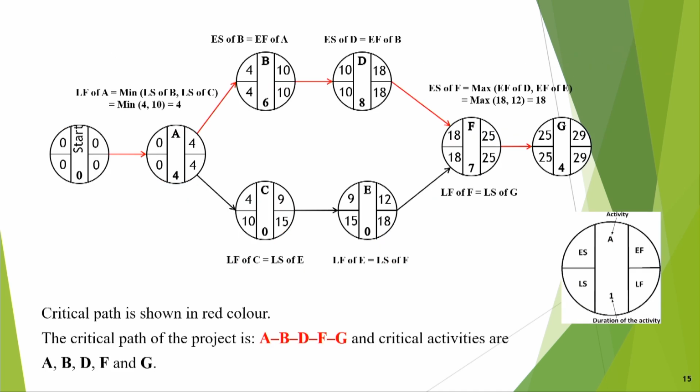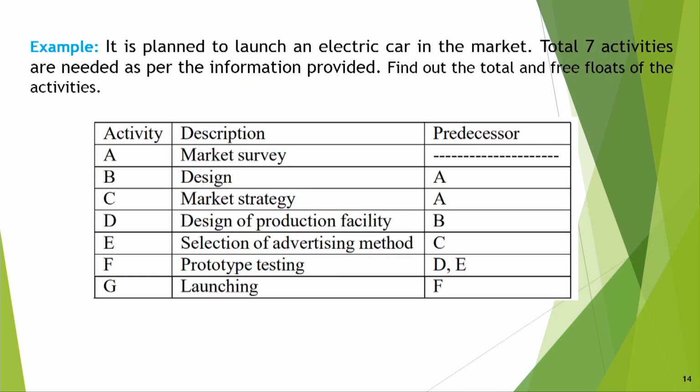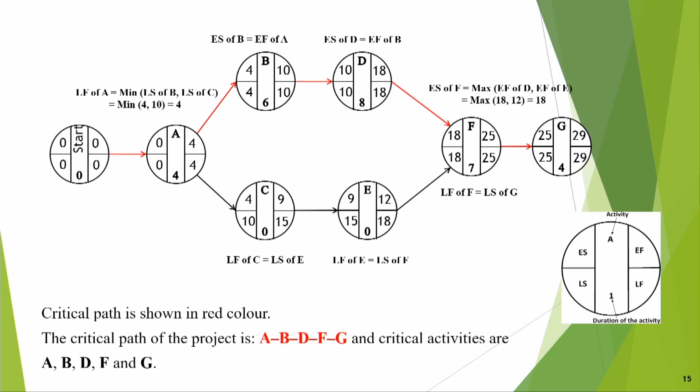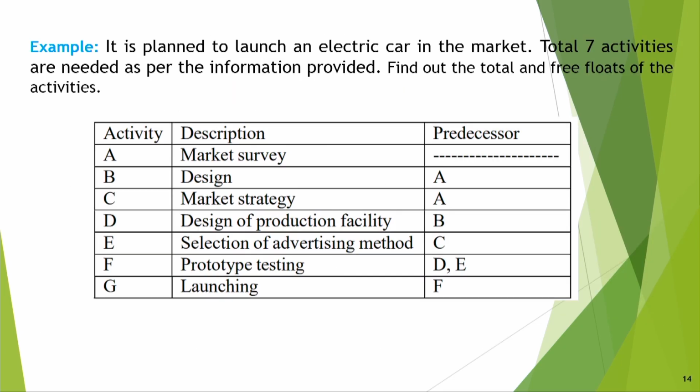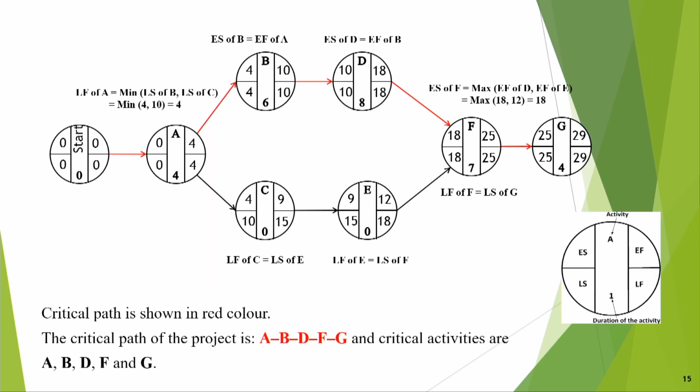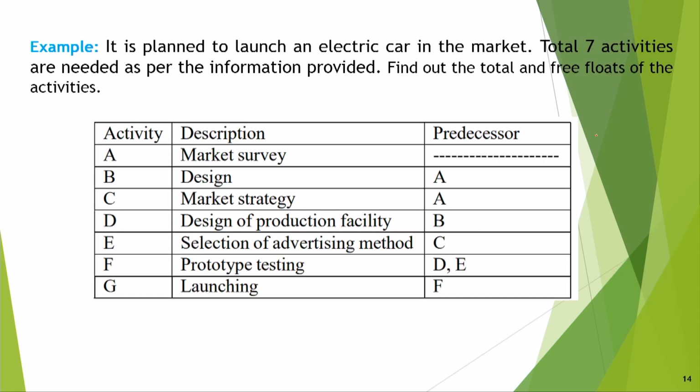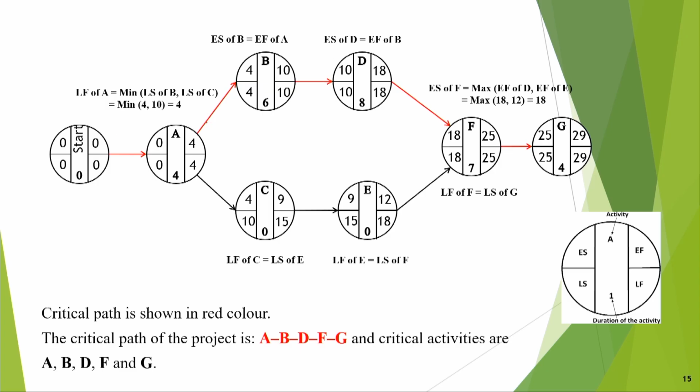So you make that C here separately, then D can be done after B. So you make D here, and then E can be done before C. So you can make E here. Then D and E both should be done before F, so in F two things will join, D and E, and then G can be done after F. So this is the diagram, and you can keep moving in the forward path.